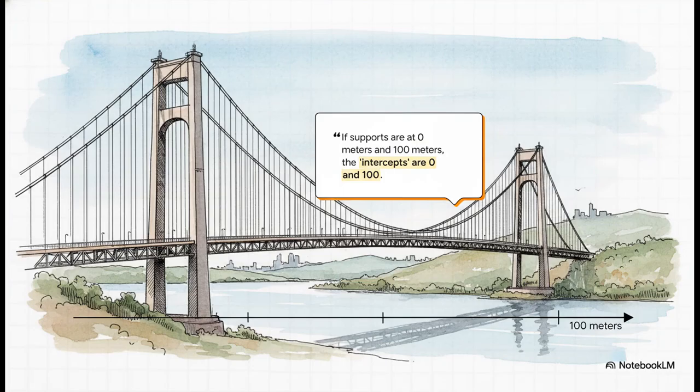This is one of my favorite examples. Just picture a huge suspension bridge, like the Golden Gate. The two giant towers, those are the anchor points. For all practical purposes, they are the x-intercepts of that big hanging cable. The engineers know exactly where those towers are going before they do anything else. That's ground zero for the whole project.